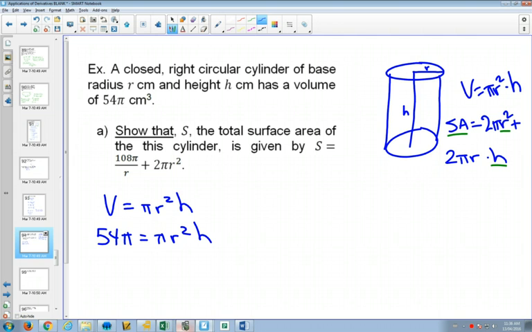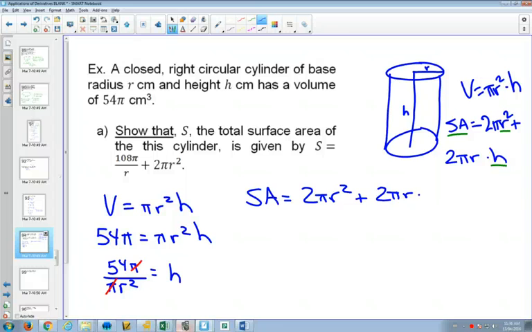Anyways. So now what we can do is we can rearrange this formula and get h by itself by dividing by the pi and the r squared. And the nice thing is those pi's cancel out, so you know that your height is equal to 54 over r squared. So now we can take our surface area formula, which is the 2 circles at the bottom, plus the circumference times the height, and now we can rewrite it by substituting in, instead of the height, we know the height is 54 over r squared.